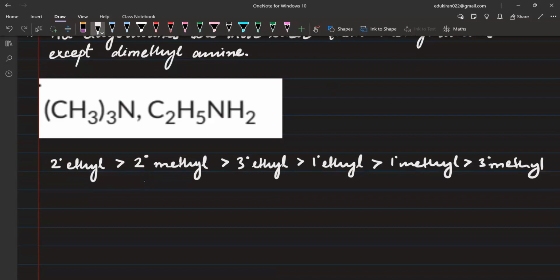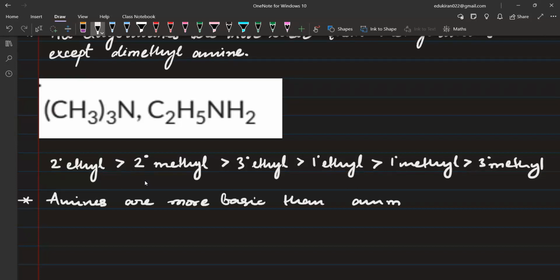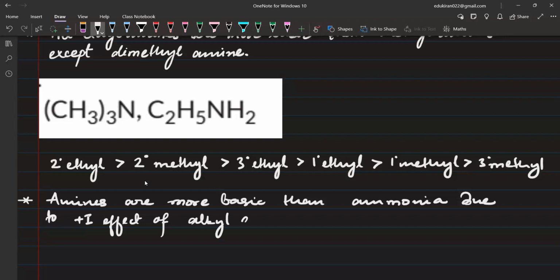Now, after this, you'll write a point. Amines are more basic than ammonia due to the plus I effect of alkyl groups.